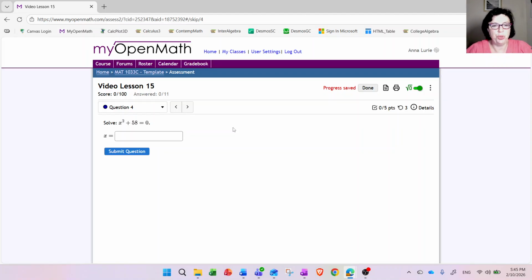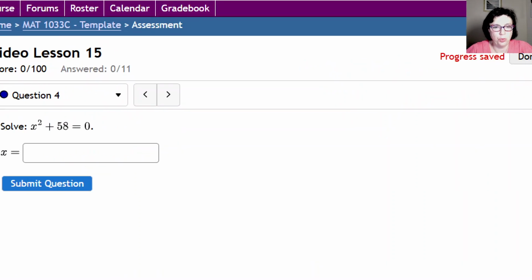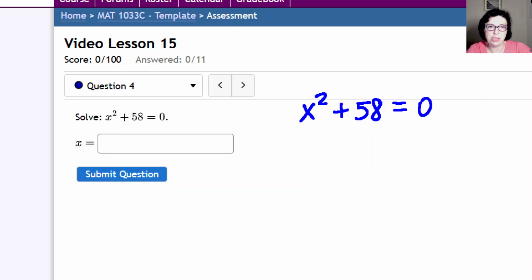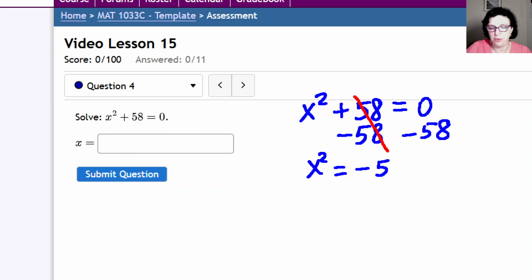But with introducing the imaginary unit, you can now expand to what are called complex numbers. Let's take a look at a specific example. We've got x squared plus 58 equals 0. The first step to use what we call the square root property is to isolate the square of the unknown on one side and the other side would be some number. In order to do that, we're going to subtract 58 from both sides. Now, that's going to cancel it here, and then we're going to wind up with x squared equals negative 58.